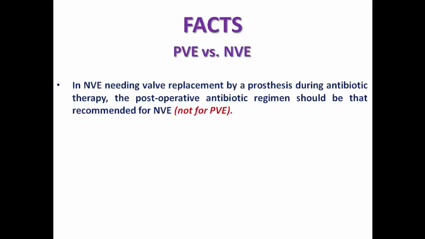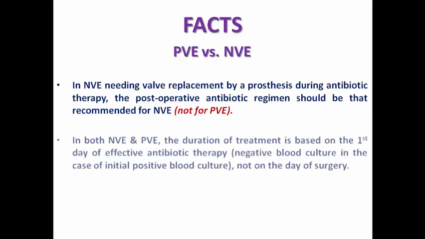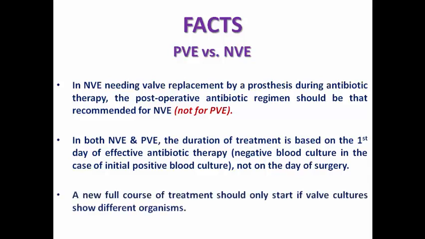Just to note, in case of native valve endocarditis needing valve replacement by a prosthesis, the post-operative antibiotic regimen should be that for the native valve, not for the prosthetic valve endocarditis, the original type of infection. In both types, the duration of treatment is based on the first day of effective antibiotic therapy, not on the day of surgery. For example, the follow-up blood cultures that showed negative for bacteria, this is the first day to be included to calculate the duration of the antibiotic treatment.